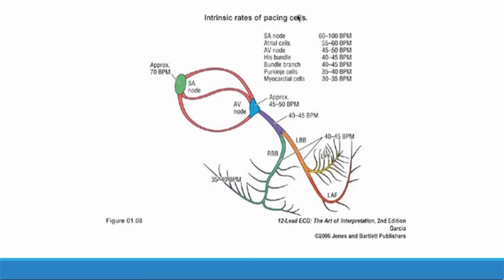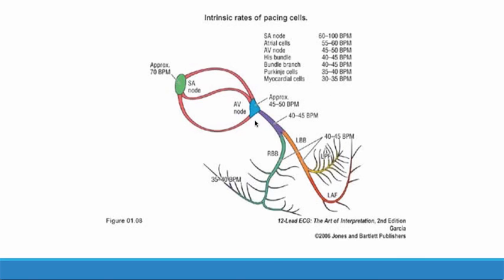So there are intrinsic rates of cells. Remember, all myocardiocytes have the ability to stimulate the heartbeat or to act as pacemakers of the heart. When the SA node is in charge, the heart rate is generally between 60 to 100. When the atrial cells are in charge, it's 55 to 60. The AV node rate is 40 to 60-ish. And the Purkinje cells are in the neighborhood of 35 to 40. And the myocardial cells themselves are lower than that yet.